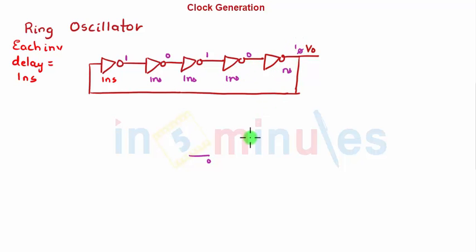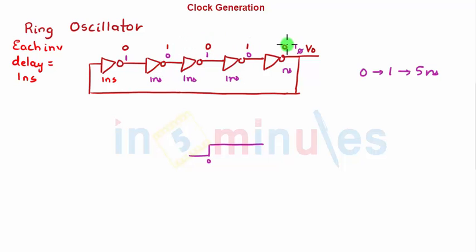So after 5 nanoseconds my 0 changed to 1. 0 to 1 after 5 nanoseconds. Still the cycle is not over, right? Because I've just gone from 0 to 1. Now I need to come back. 1 is given at the output, so this goes back. After 1 nanosecond I get a 0, after another 1 nanosecond I get a 1, and so on and so forth.